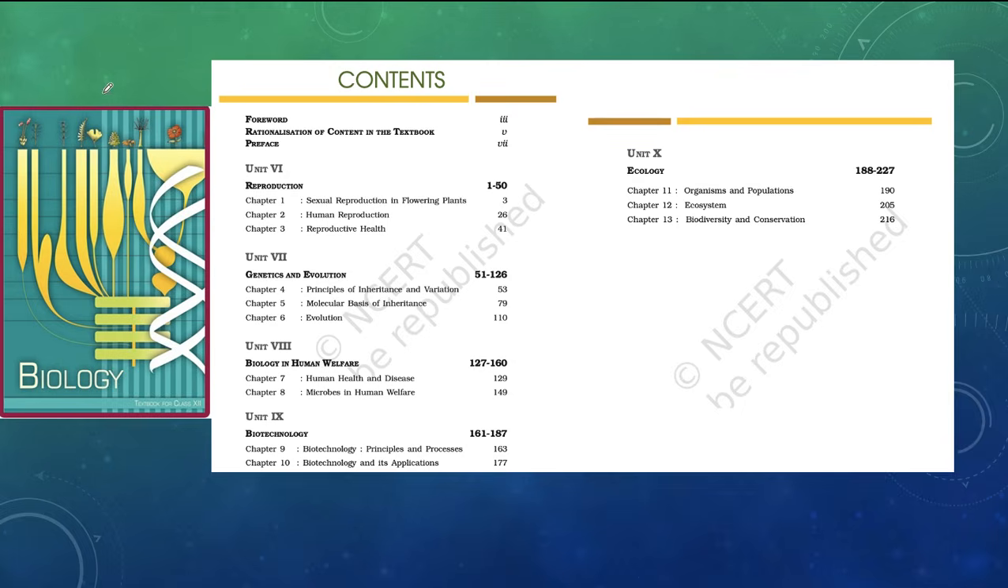Moving to the 12th standard NCERT, you need to read only the Biology NCERT. Cover unit 10, the ecology chapters: chapter 11, chapter 12, and chapter 13. All three chapters are very important because they are mentioned directly in your preliminary syllabus, biodiversity and conservation, where a lot of questions have been asked in the past. So kindly read this book and make notes from it.